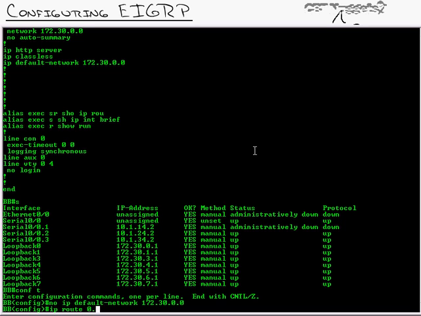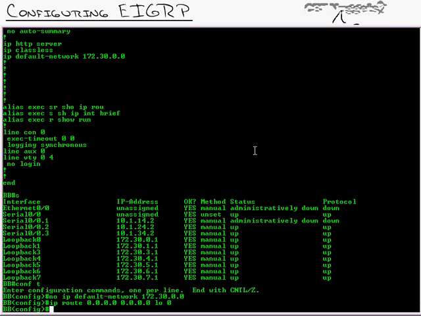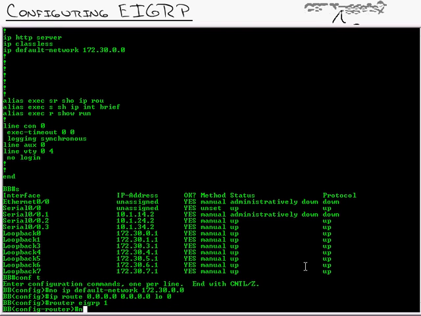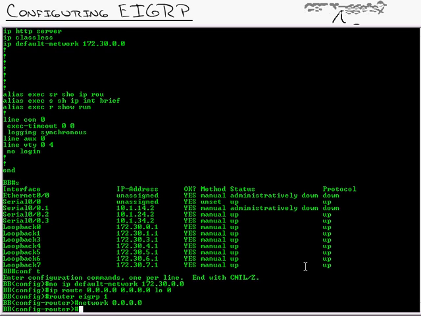IP route 0.0.0.0 0.0.0.0, right? This is a static default route. It's how we're used to putting in default routes on Cisco routers. And then either do the exit interface, in this case I'll put loopback 0, or you can do the next hop IP address, which will say this is where I go to get to my internet service provider. Then I go into router EIGRP 1 and type in network 0.0.0.0, which just says, go ahead and advertise the default route.